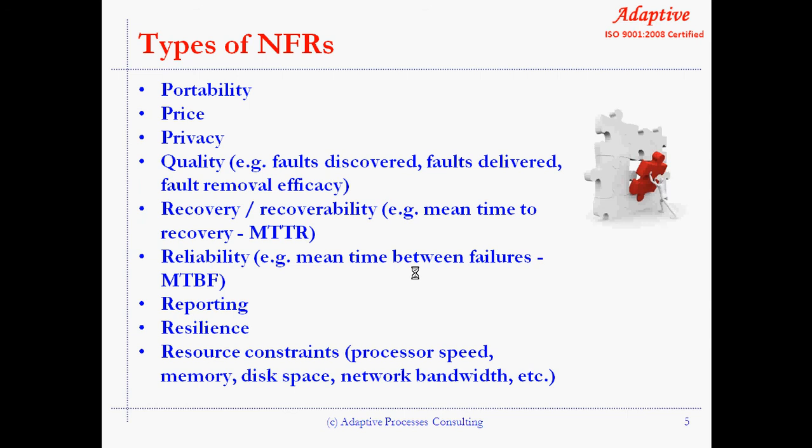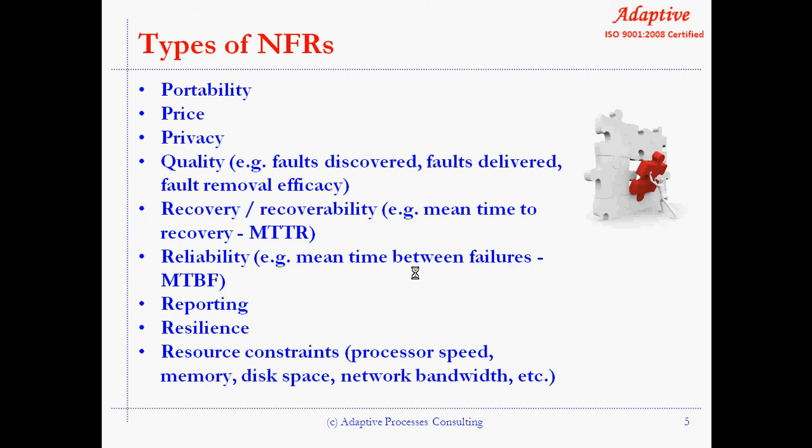Price requirements will come from business users. Privacy is basically related to keeping sensitive data safe in a system. Say, for example, a person's health information is always considered very private data and should not be exposed to anybody who is not authorized to do so. There can be many quality related requirements in terms of bug density or fault removal efficiency. Recovery requirements could be mean time to recover. That means if an application fails, within what time the application needs to be recovered. Reliability is again basically how reliable the application needs to be.